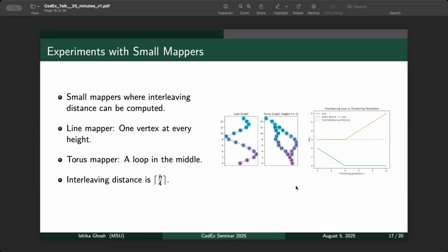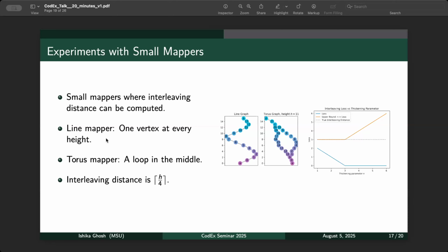So I can solve these problems using a Python package called PuLP, and we can get some sort of optimized upper bound of the interleaving distance. To check the effectiveness of my method, I also experiment on some small mappers where I can hand compute the interleaving distance and see how far I am from the interleaving distance.